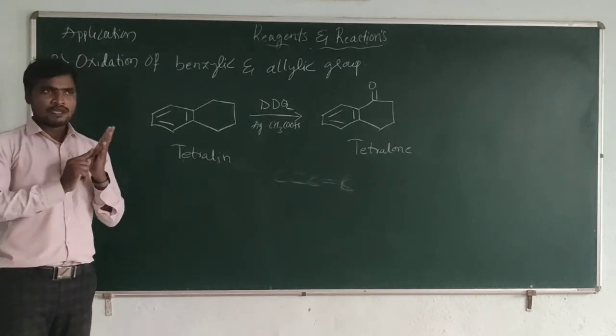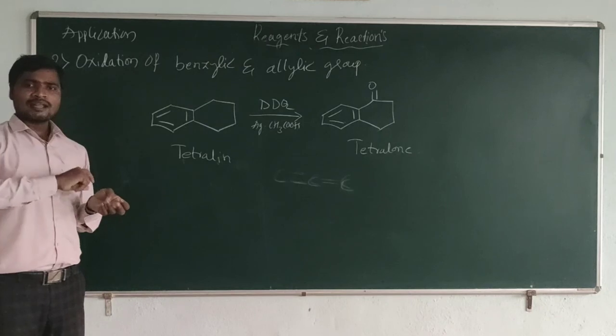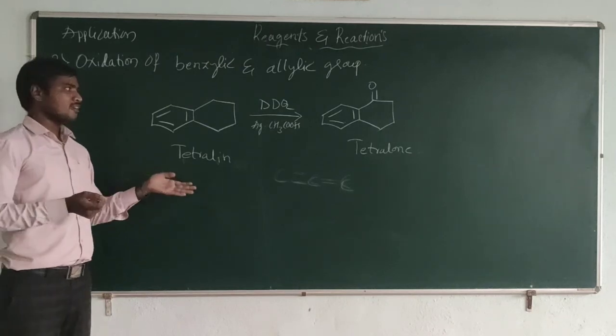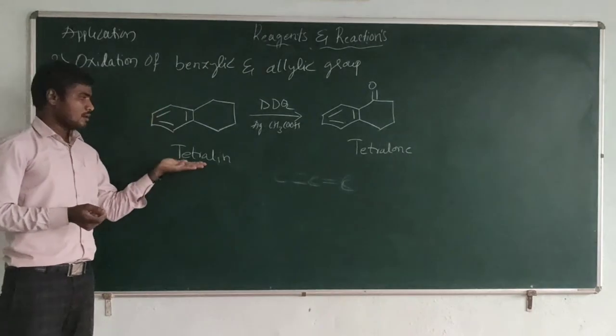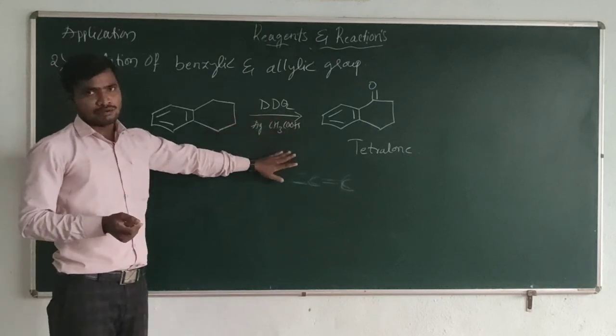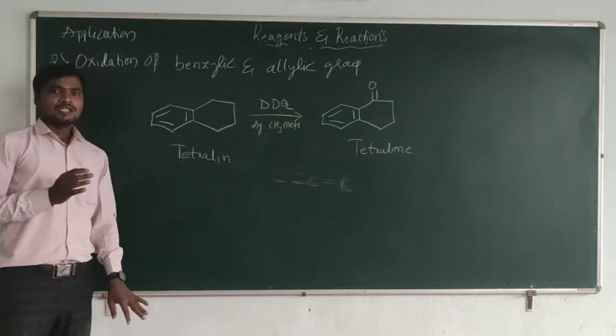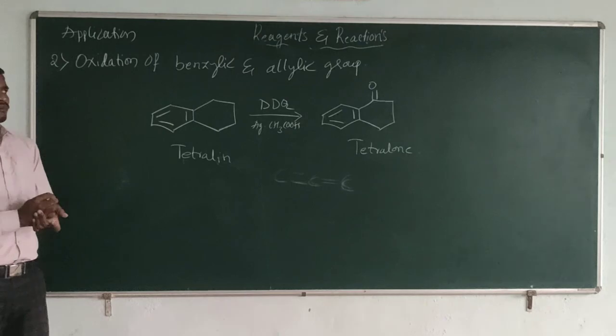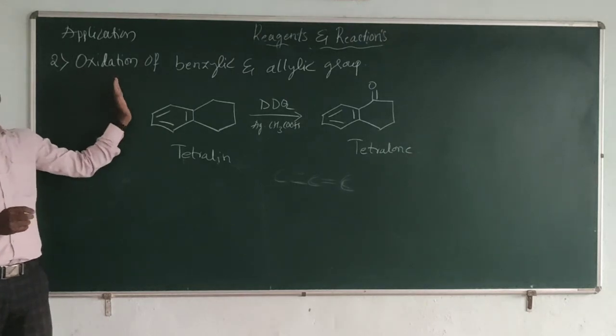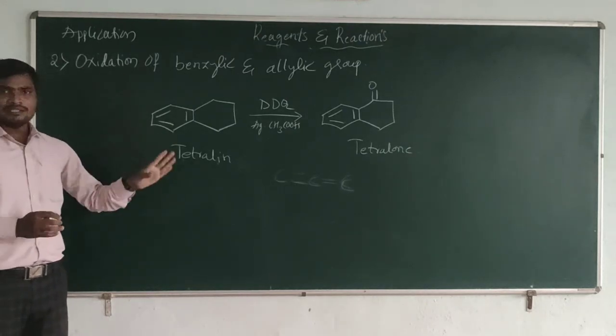So these two are the applications of the DDQ molecule. The first one is the aromatization of tetraline into naphthalene. The second one is the oxidation of tetraline into tetralone. These are the two applications of DDQ. And this is about the second reagent molecule, that is DDQ.